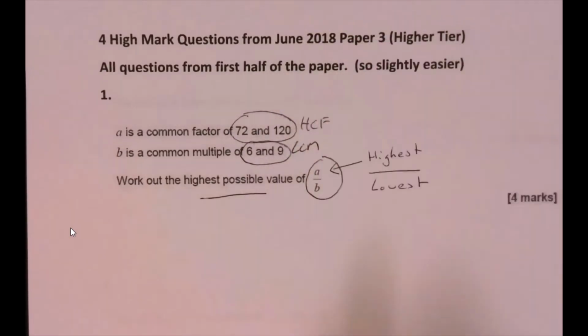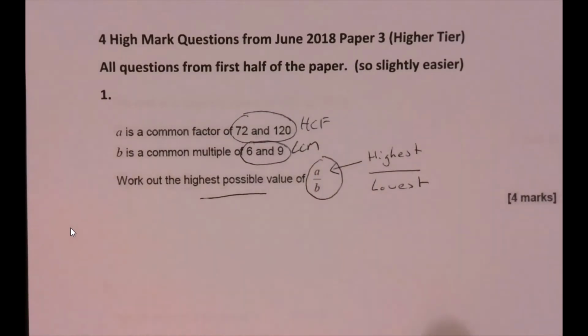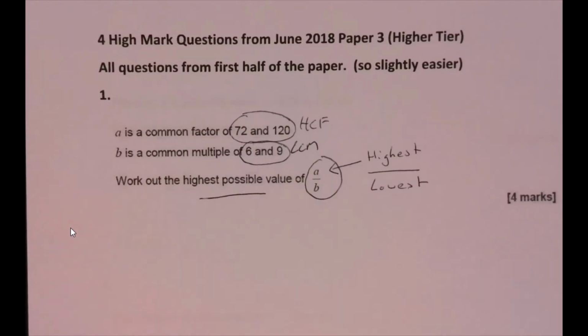Okay, don't get multiples and factors mixed up. Remember factors: if I said factors of 10, then I mean 1, 2, 5 and 10. If I said multiples of 10, I mean 10, 20, 30. Alright, so that's all the help I'm giving you on that question.